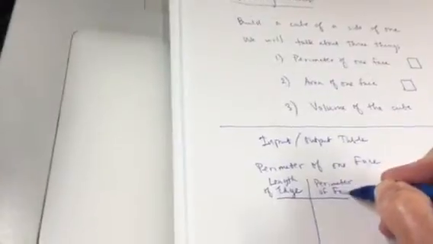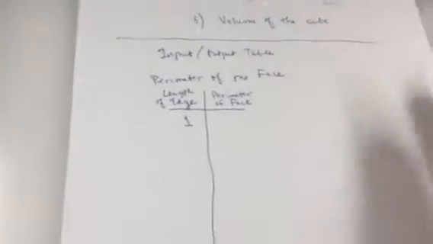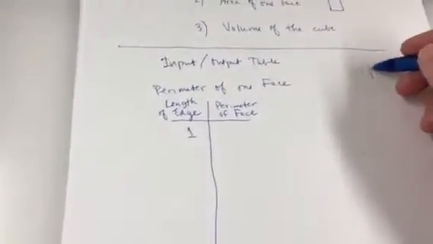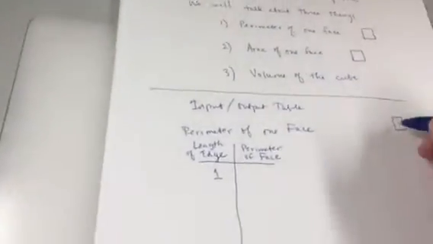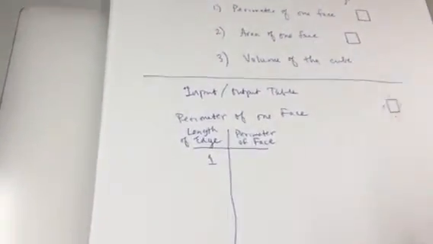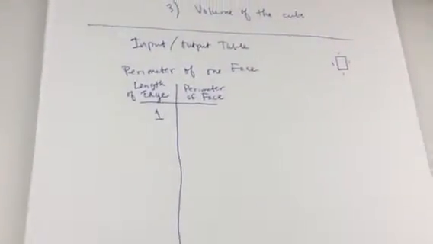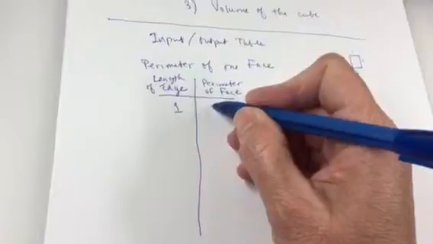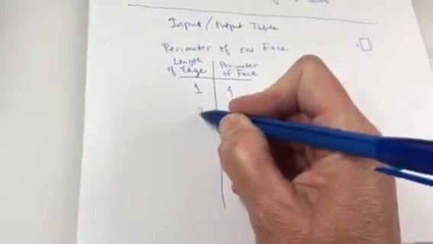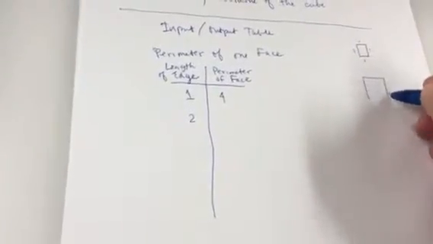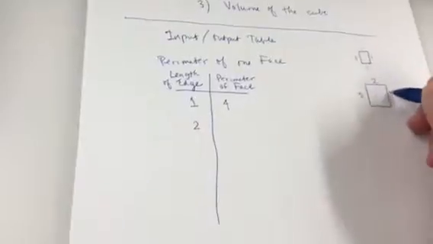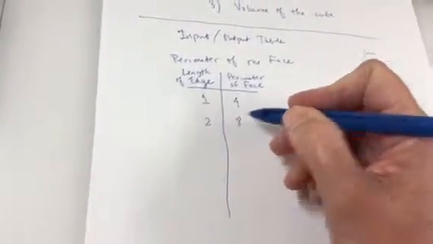So if it's my cube of side 1, I'm going to draw some little pictures here as well. Cube of side 1, so each side has a length of 1, and the perimeter would be what number? 4. 1 plus 1 plus 1 plus 1. If the length of the edge is 2, what's the perimeter? 8. 2, 2, 2, 2. So the perimeter is 8.